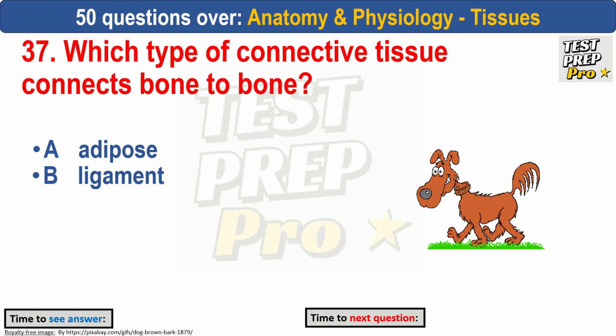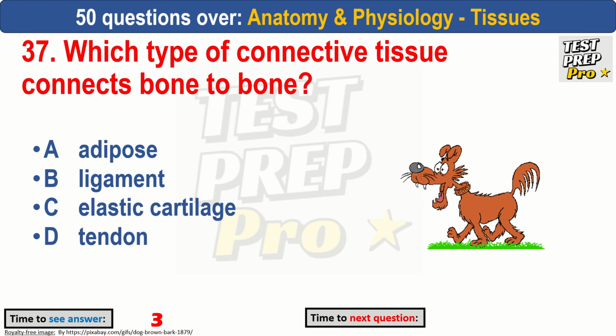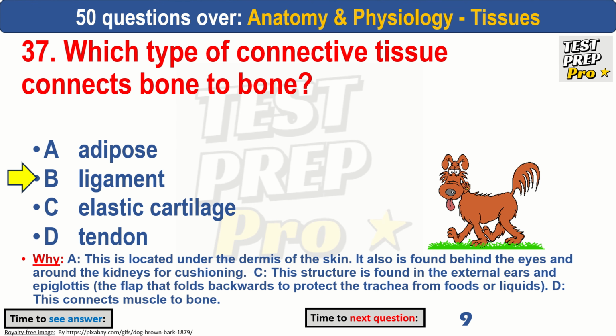Which type of connective tissue connects bone to bone? Is it adipose, ligament, elastic cartilage, or tendon? The answer is ligament. Adipose is underneath the dermis of the skin. It gives you lots of energy to make ATP, but it's just a very slow form of energy for the body.